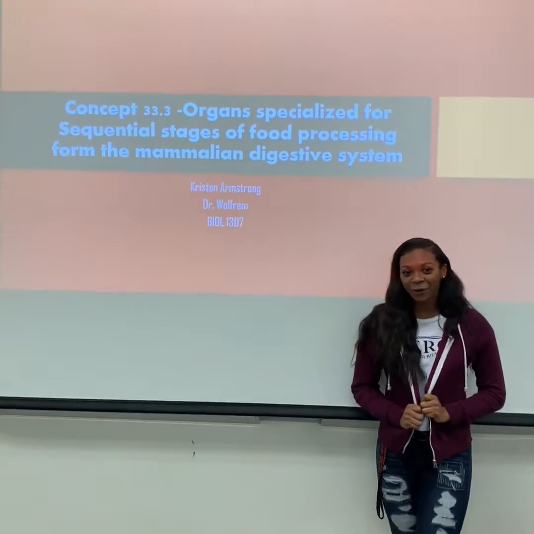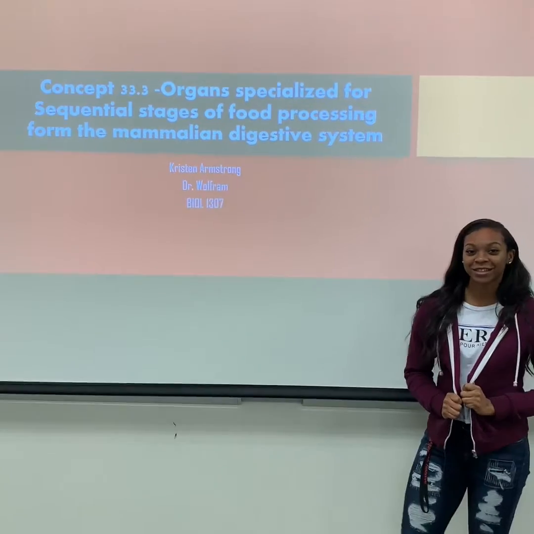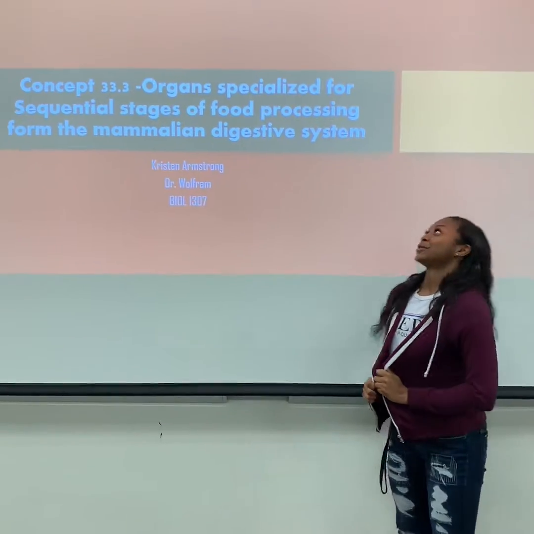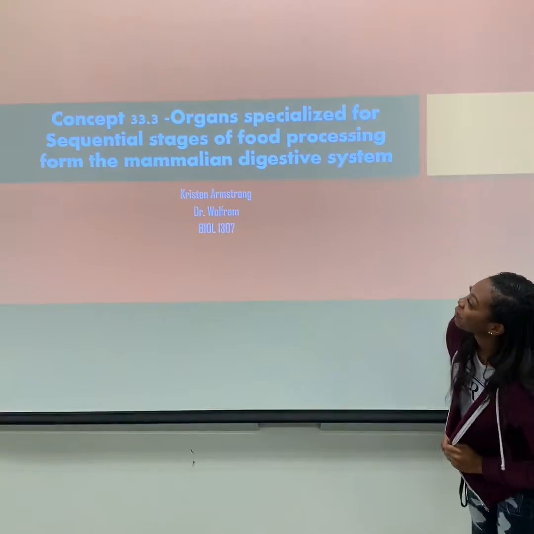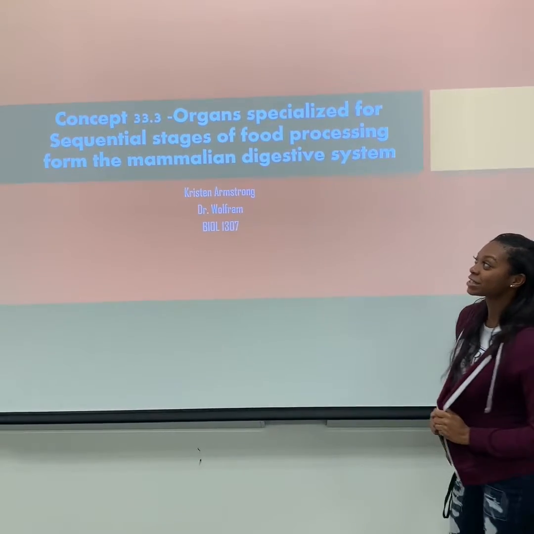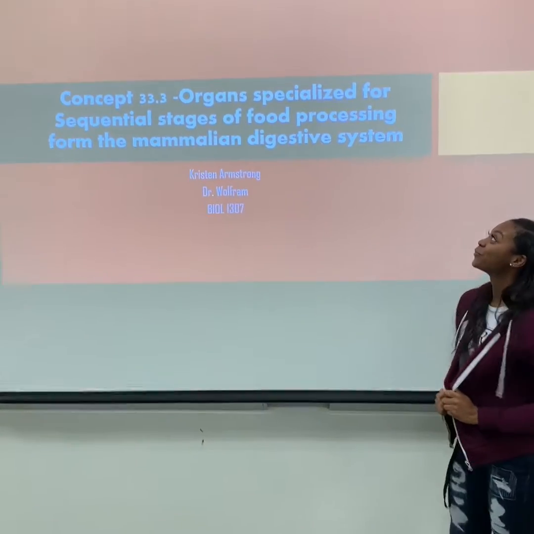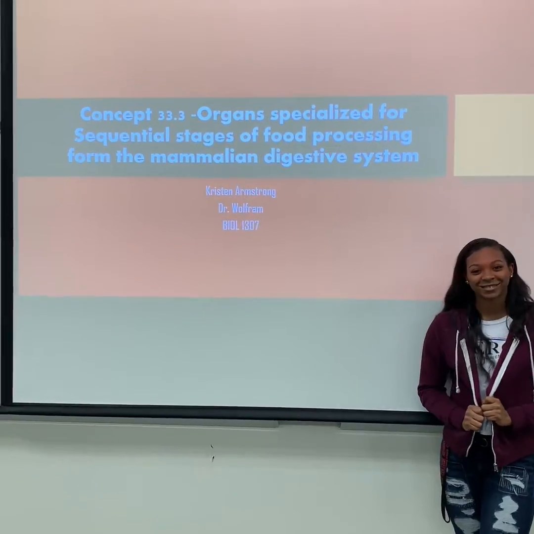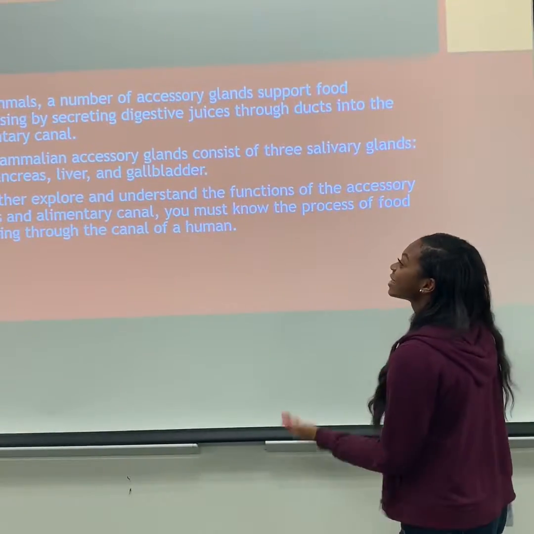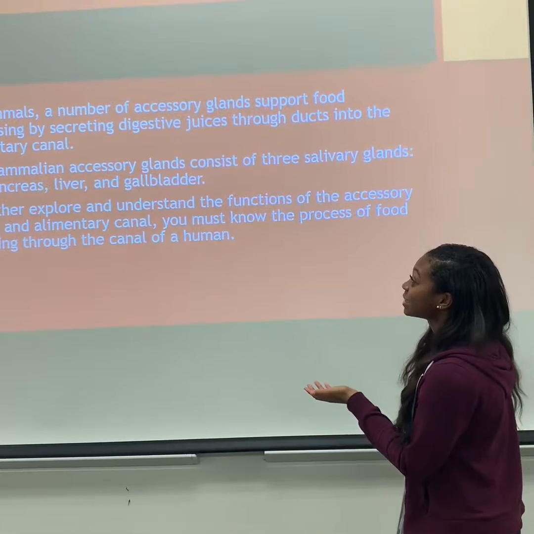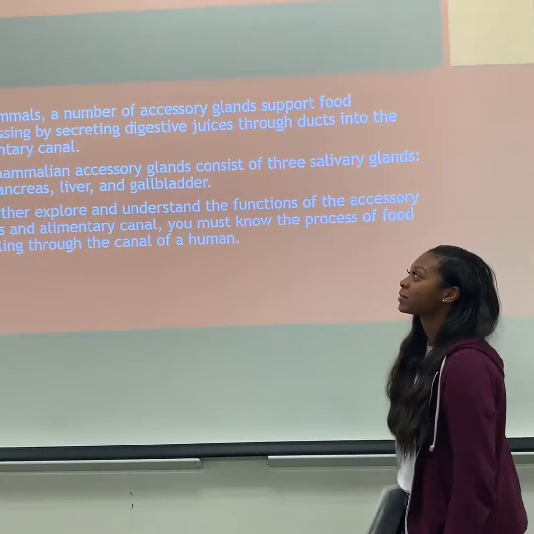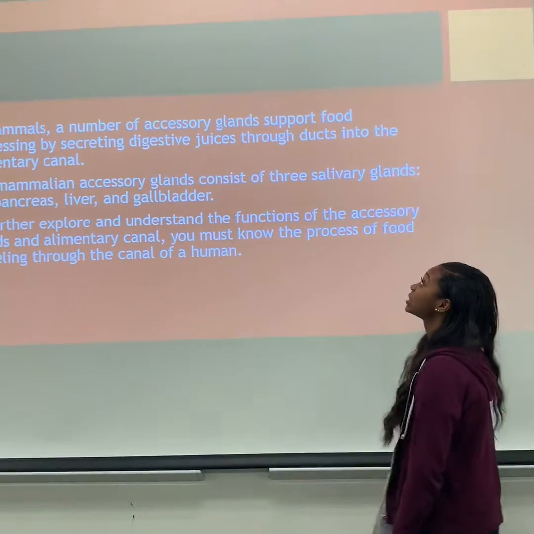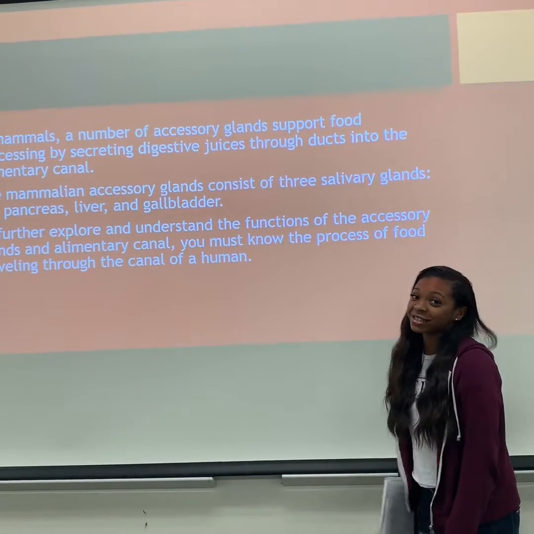Hey guys, so today we're going to be discussing chapter 33.3. In this chapter, we're talking about organs that are specialized for sequential stages of food processing, which form the mammalian digestive system. In mammals, there are a number of accessory glands which support food processing by secreting digestive juices through the ducts into the alimentary canal.